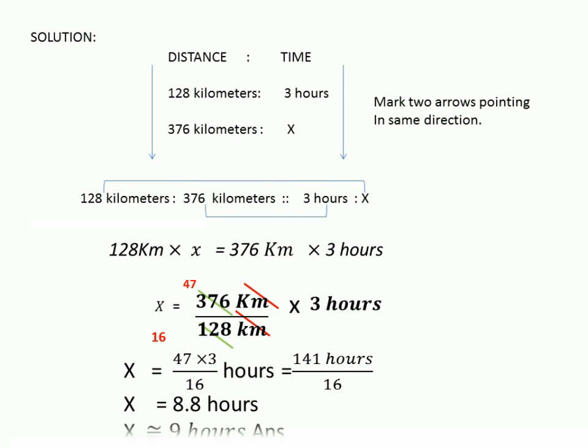Finally, multiplying 47 by 3, I get 141 upon 16. Dividing these two numbers, 8.8 is my answer, which is approximately equal to, that is, when I round off 8.8, 9 hours is the final answer.